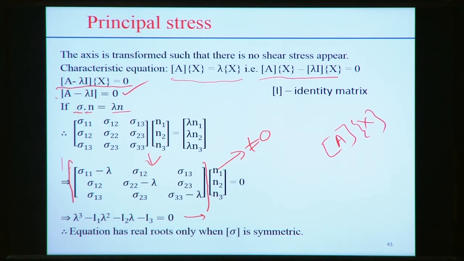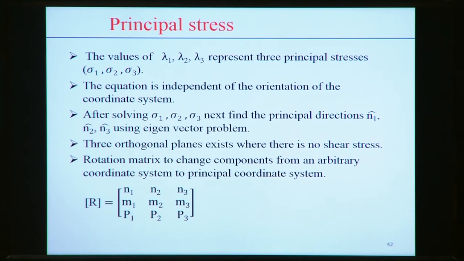So the roots of the equation actually represent the principal stresses. The equation has real roots only when sigma is symmetric in nature. So there exist 3 real roots in this case, and we can consider the roots of this equation as principal stress values. So let us see how we can do the further analysis.